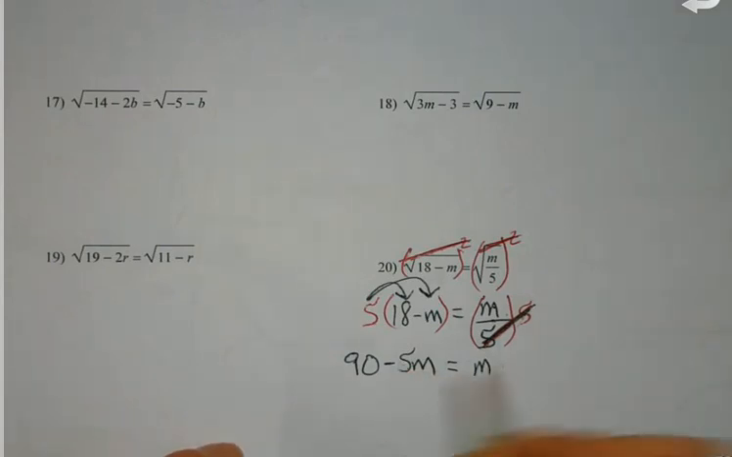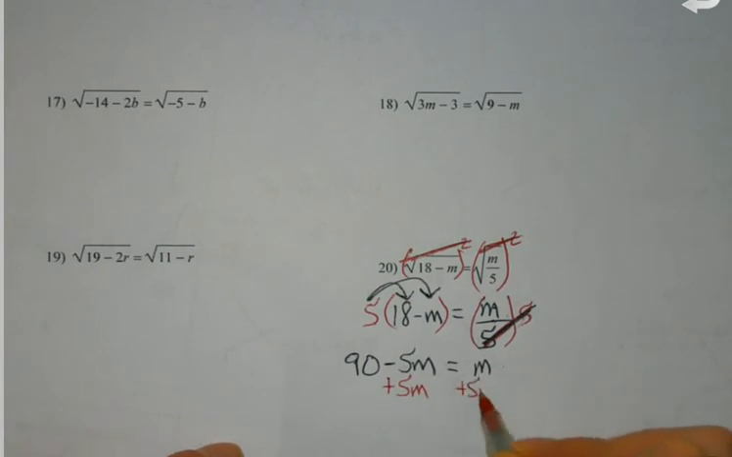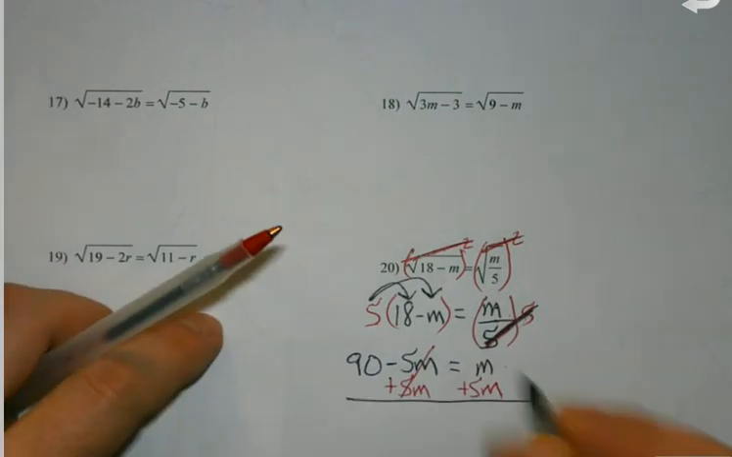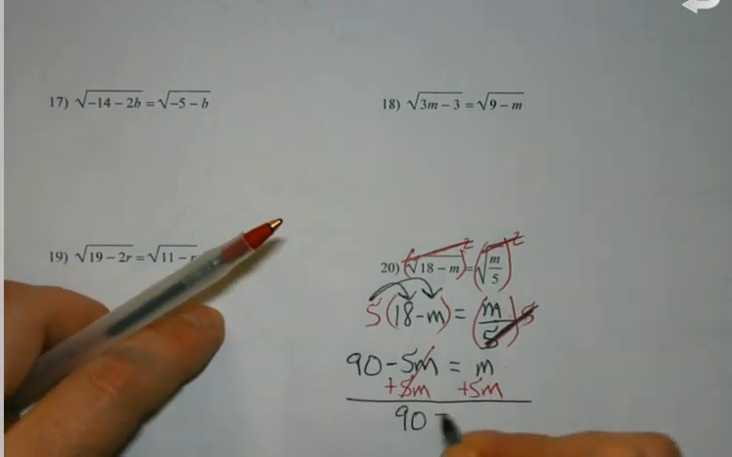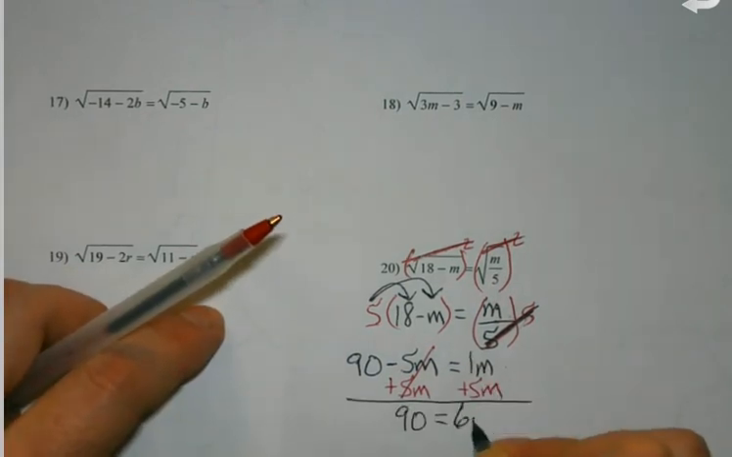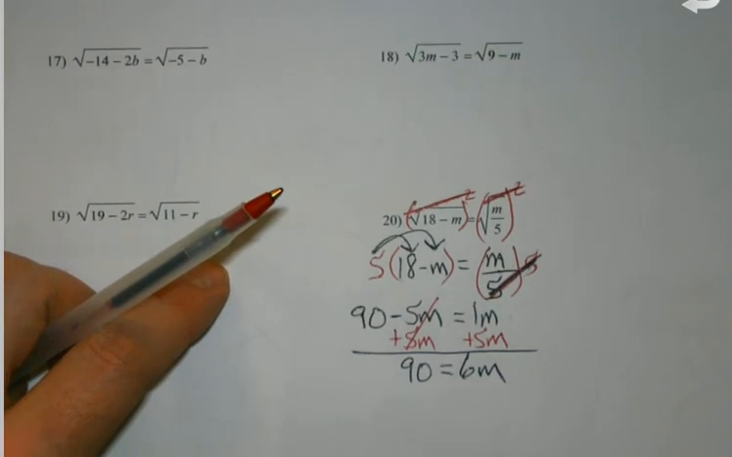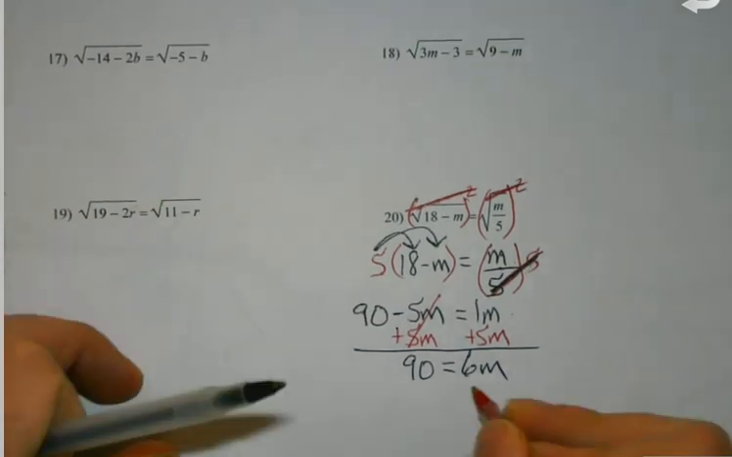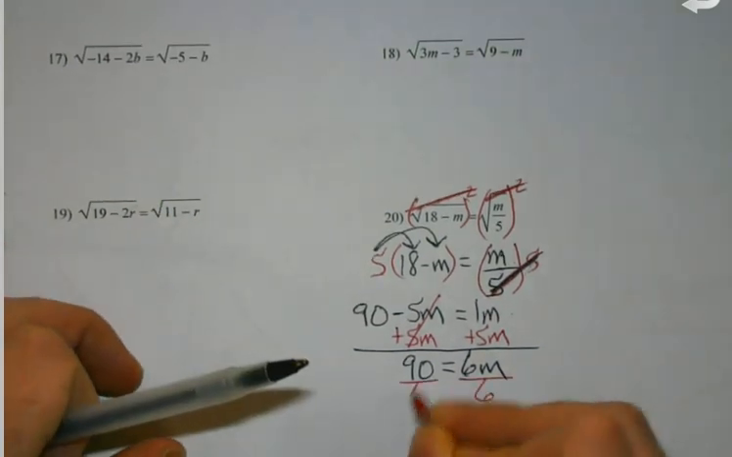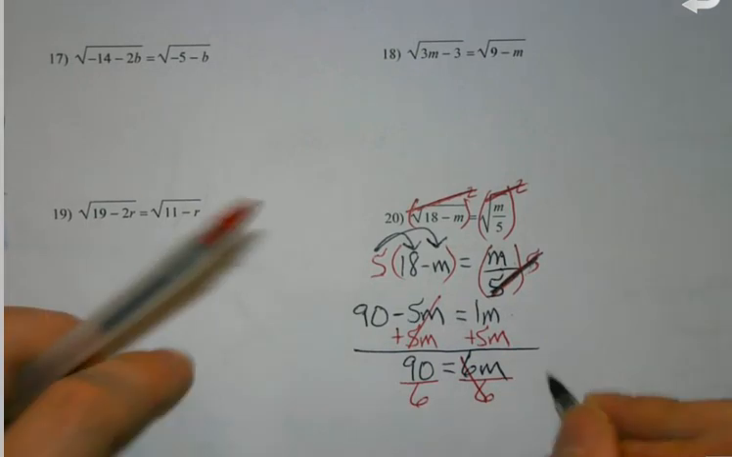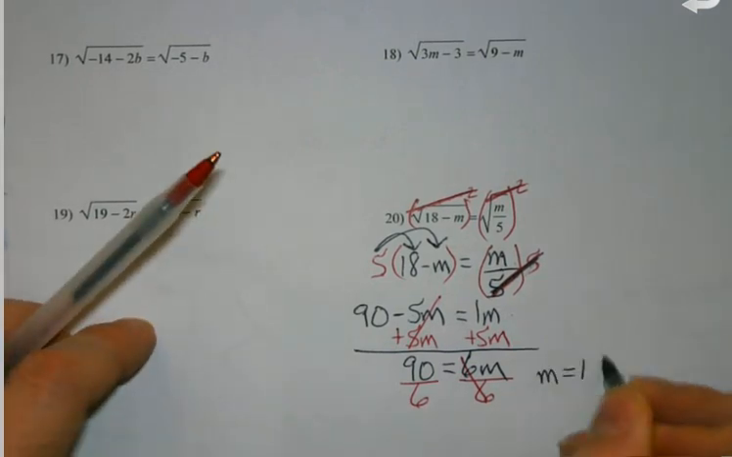But now I want to work on getting all of my m's to the right, because I want to have all my variables on one side and just my numbers on the other. So if I already got 1 and I add 5 more, now I've got 6. And I'm going to divide by 6 and get to my answer.